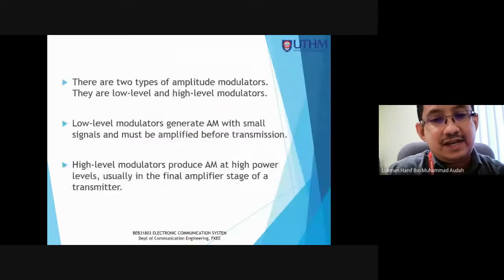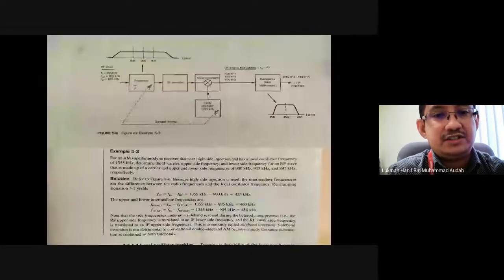So saya kembali kepada slide yang depan. Saya lompat ke depan terus. Sekejap.